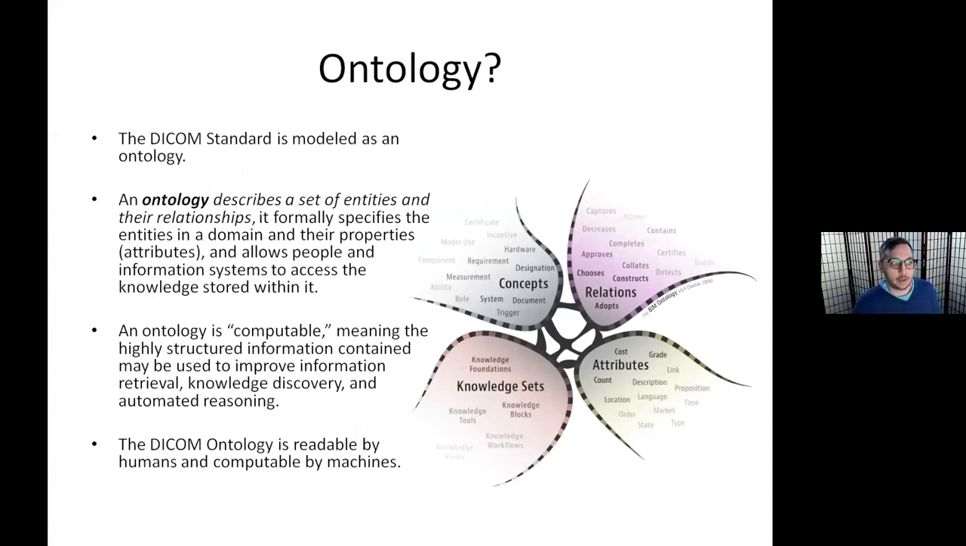So the cool thing about an ontology is that it's computable. This means that it's highly structured and can be understood by a computer. So this means that it can lead to machine learning. It can lead to easy retrieval and parsing. So you can learn. That's the big thing. The DICOM ontology is readable by humans and computable by machines. So you can read it, and you can understand it. And because it has a shared vocabulary, a very strict vocabulary, the machines can too. So this is where the machine learning and those 20% of startups, this is where they can get their data.